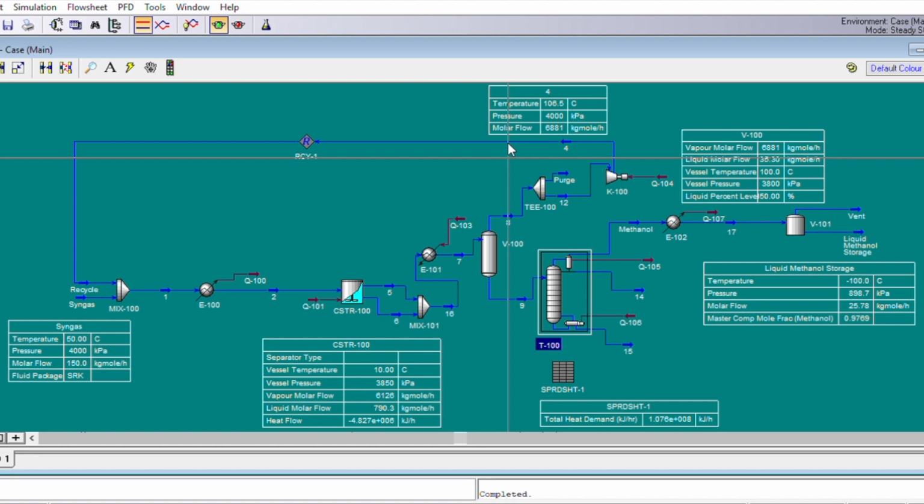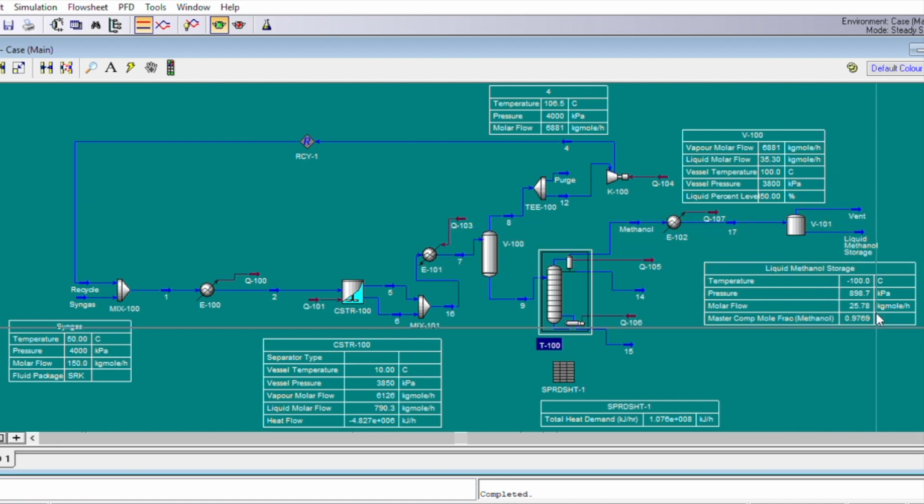Then we use the distillation column to replace the shortcut column. From the distillation column, we get the methanol from the distillate, and then we cool the methanol to become liquid methanol at negative 100 degrees Celsius, because the melting point of methanol is negative 97.6 degrees Celsius. Then we put in a storage tank to keep all our liquid methanol.